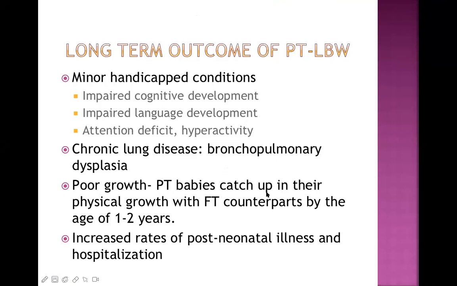Now, preterm babies catch up in their physical growth with full-term counterparts by the age of 1 to 2 years. So they are a bit slow. They need up to 2 years to catch up with the full-term baby, so they remain smaller for quite a bit of time. And there is an increased rate of post-neonatal illness and hospitalization in preterm babies because of decreased immunity, because of all those factors which we have discussed before.